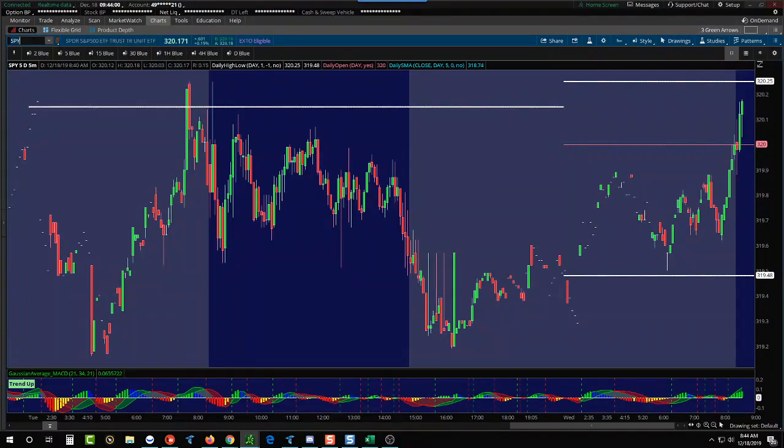So the way I do business is I don't want to go and risk too much money. I have a small account, so I'm not interested in compounding my losses with big trades. Trade small, trade often.